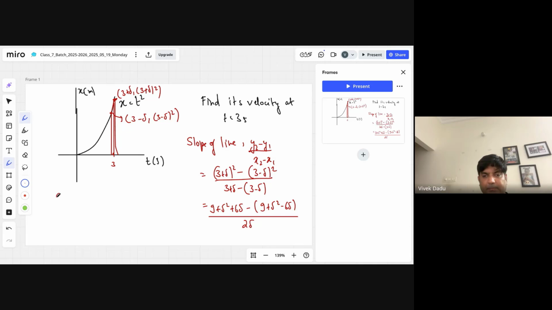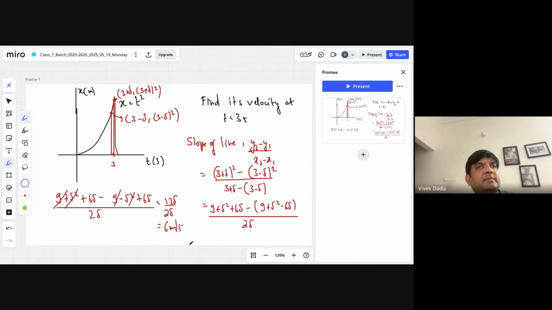So we have 9 plus delta square plus 6 delta minus 9 minus delta square plus 6 delta upon 2 delta. 6 plus 6, 12 delta upon 2 delta. We get 6 directly this time. So what is the speed at t equal to 3 seconds? 6 meters per second.